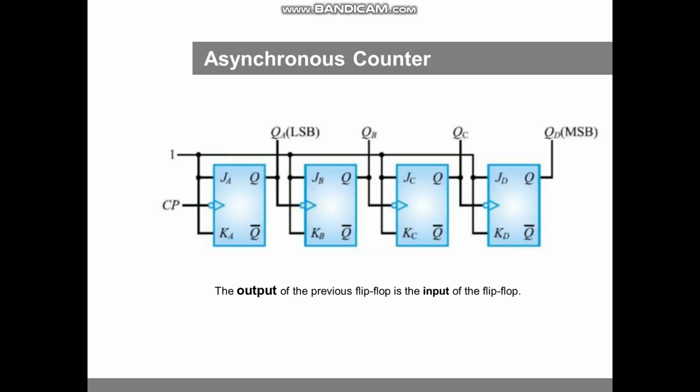I will talk about this topic, counter. Asynchronous counters are also called ripple counters. The output of the front flip-flop is used as the clock input of the following flip-flop.